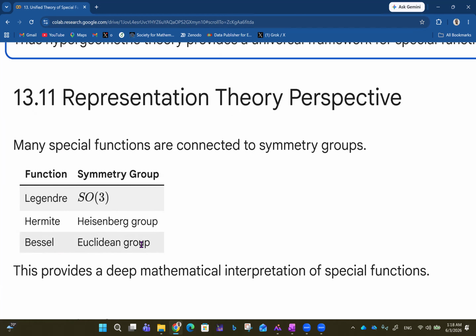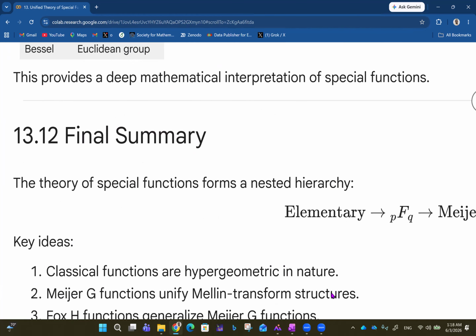The symmetric group connected to Bessel is the Euclidean group. So the symmetric group connected to Legendre is SO of 3. Hermite, you have the Heisenberg group, and Bessel, Euclidean group. This provides a deep mathematical interpretation of special functions.